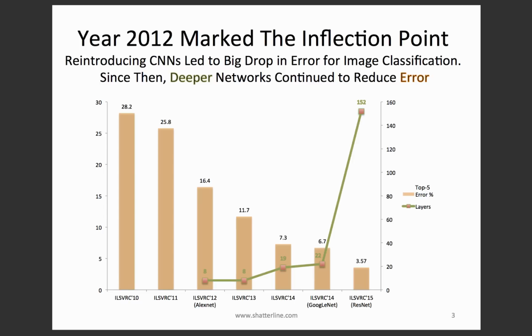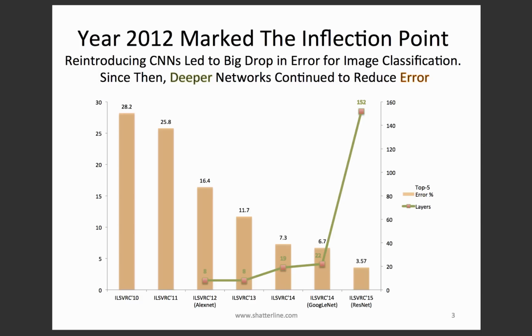Fast forward to 2012, and it was a watershed year where the top 5 error in the ImageNet contest dropped by more than 9% because of the use of a convolutional neural network, now referred to as AlexNet. Since the resurgence of CNNs in 2012, variants of deeper and deeper CNNs have won the ImageNet contest. And by contest we mean the annual ImageNet Large-Scale Visual Recognition Challenge.